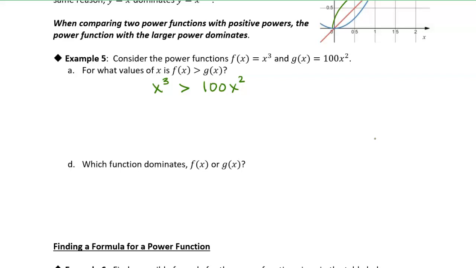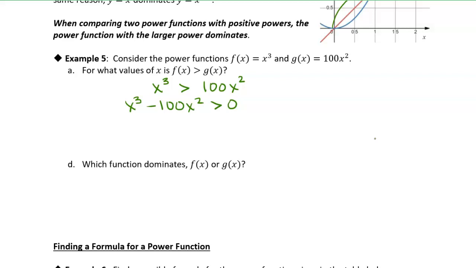All right, the reason for that is, if you remember, if we multiply or divide by a negative, we have to flip the inequality around, right? And we do not know. x could be positive or it could be negative. So if we do that, then we won't know which way the inequality goes. What we're going to do instead is subtract 100x squared from both sides. So I'm going to get x cubed minus 100x squared is greater than 0. So now I'm just looking for what values of x make this x cubed minus 100x squared positive.